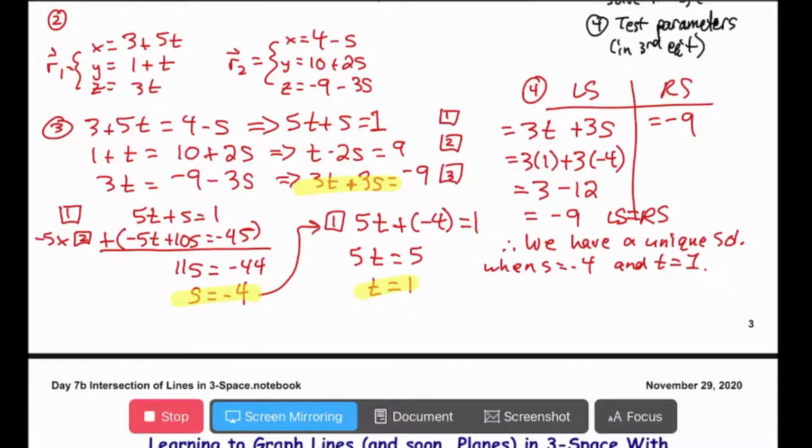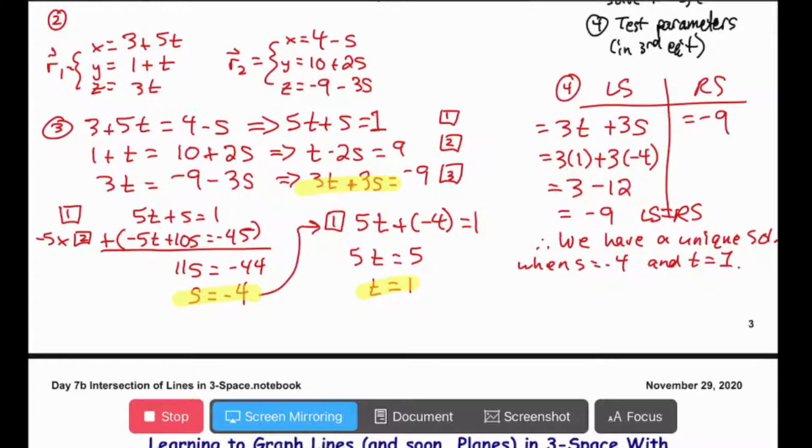I'm running out of room here. Let's see if I can find a little more space for us to finish this up. All right, we're just going to have to write carefully as we finish this up. So step 5, we are going to find the solution using R1. So let's plug in our values.